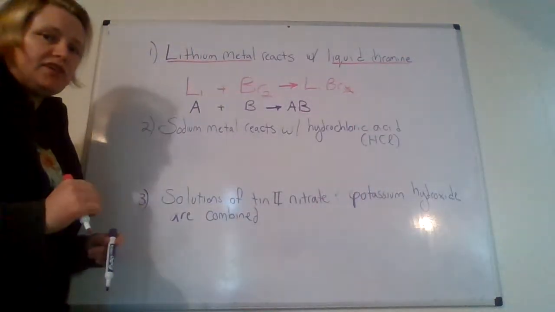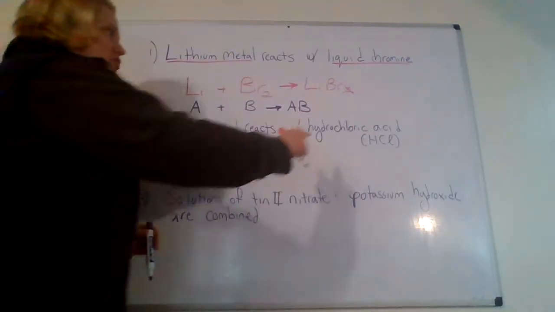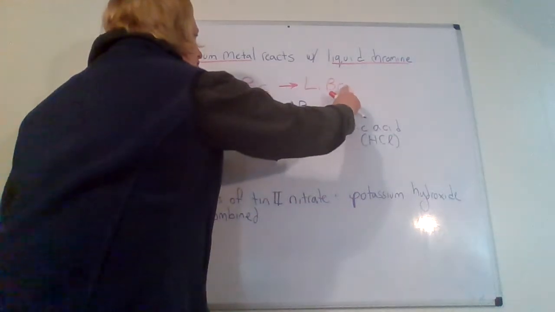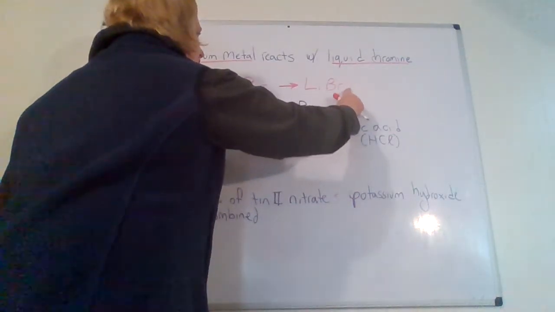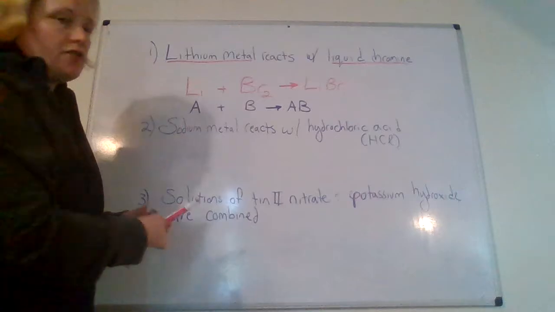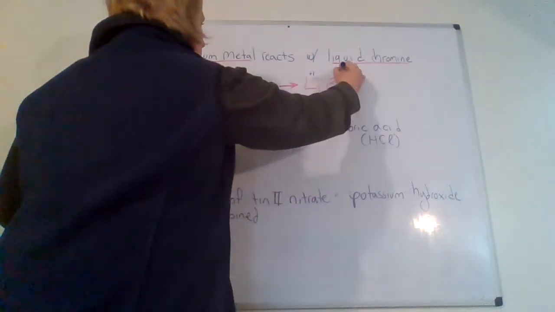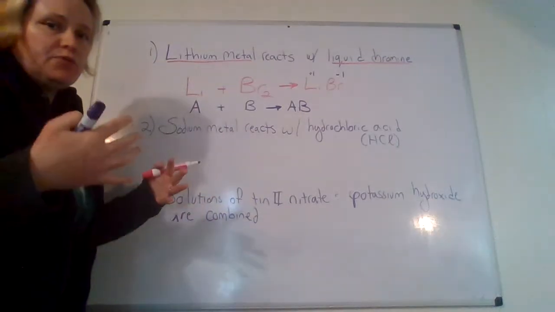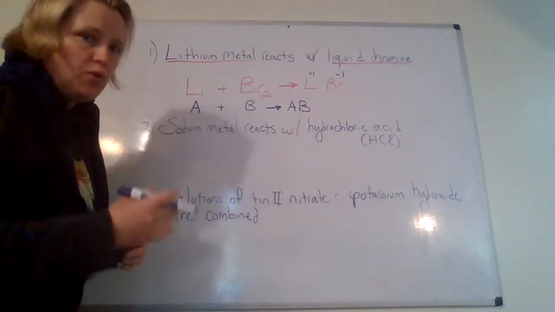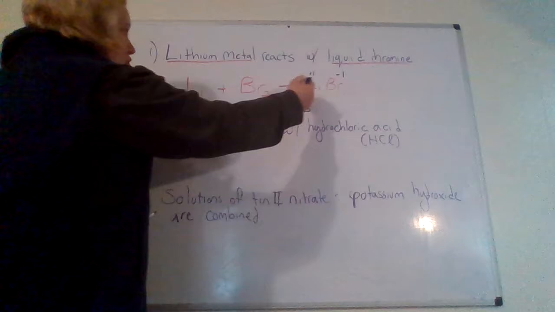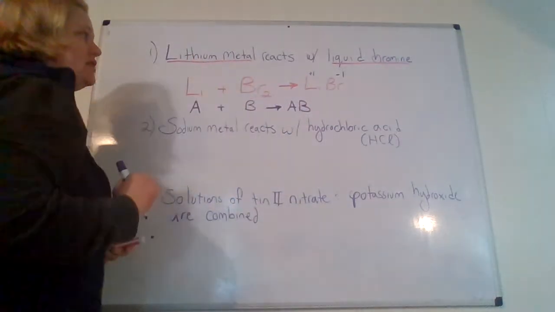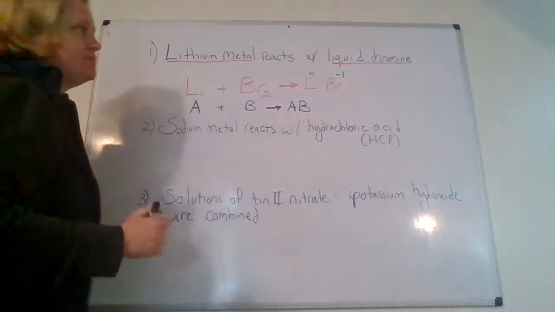And the reason for that is I have to think all the way back to October and about different oxidation states of these elements. And I remember that lithium has a +1 charge, bromine has a -1 charge. So the lithium and the bromine are going to come together in a 1-to-1 ratio. So lithium plus bromine is going to make a lithium bromide.